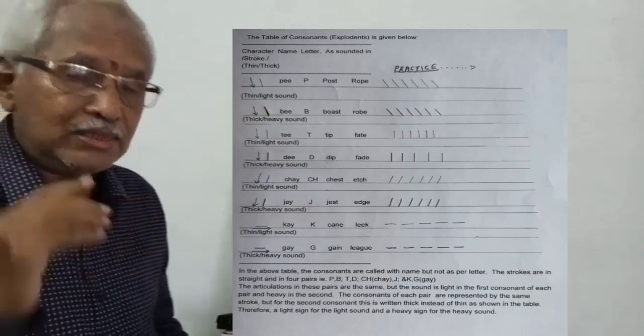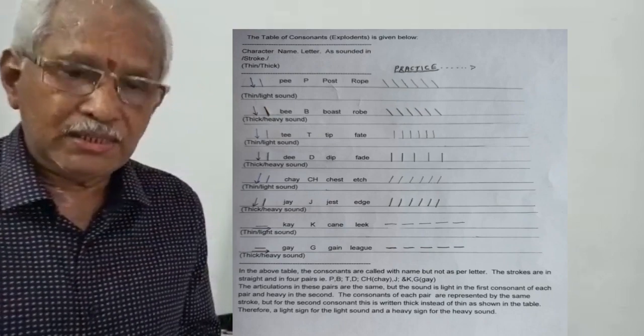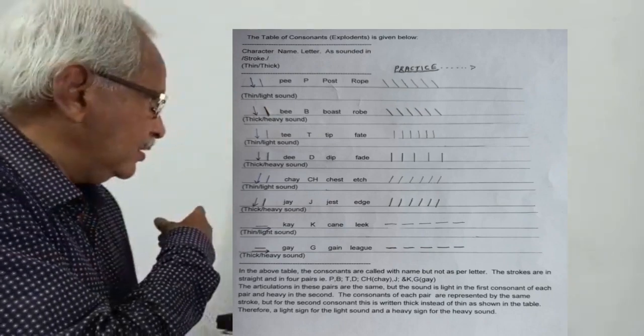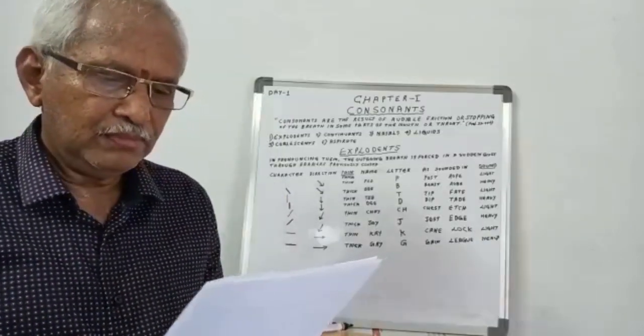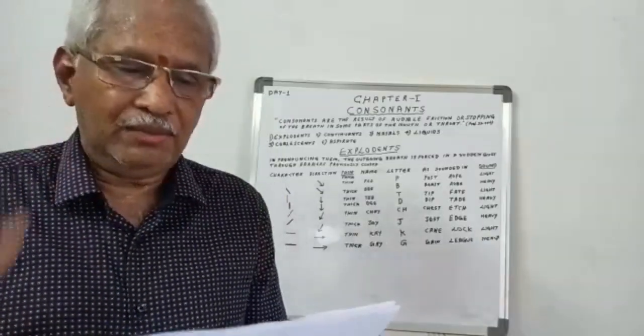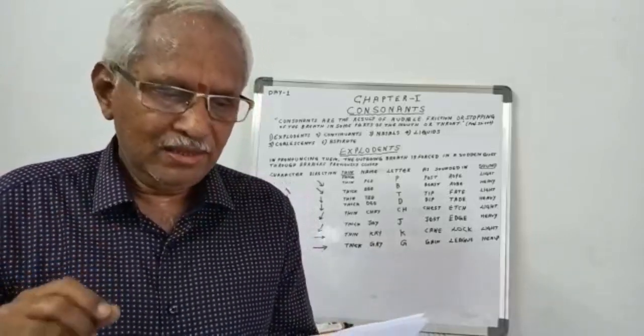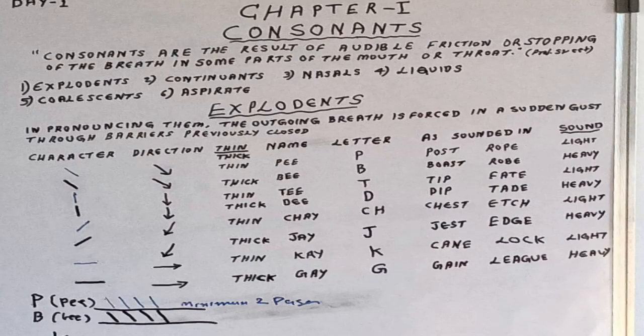How to practice these strokes? The student has to write the strokes, that is characters, as specified in the table, duly calling their phonetic names. In case of CH, Che. In case of G, Gay. Remaining are the same. P is P, B is B, T is T, D is D. CH, Che. J, K, G. So these phonetic names are to be called.